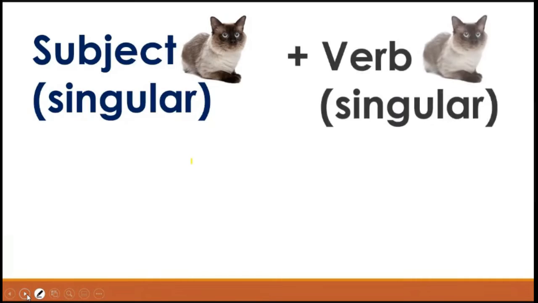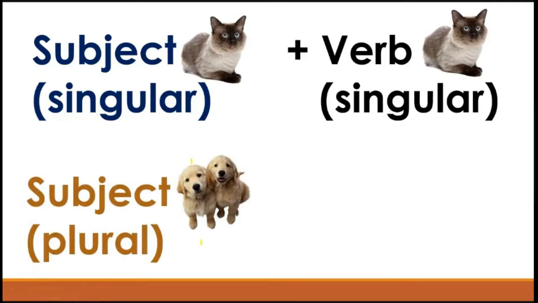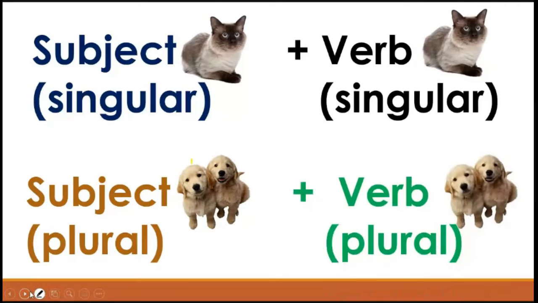If we have a singular subject, then the verb that we are going to use is also singular. One subject, singular verb. If we have a plural subject, then the verb must also be in plural form. Naintindihan po ba? Single-single, double-double. Parang ganun po.